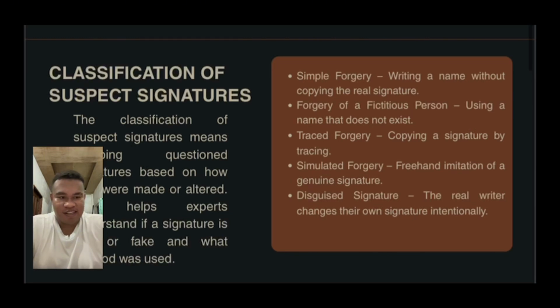So next is trace forgery, copying a signature by tracing. It is the same as the simulated forgery, but a simulated forgery tries to copy the real signature by hand without tracing.